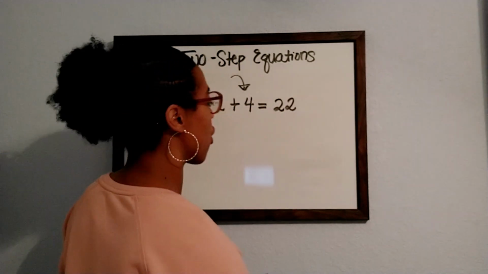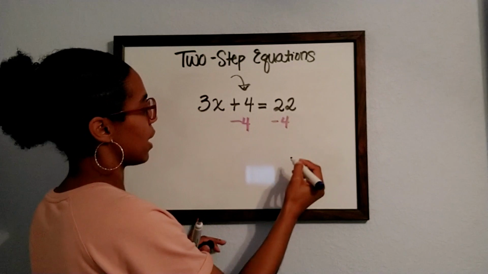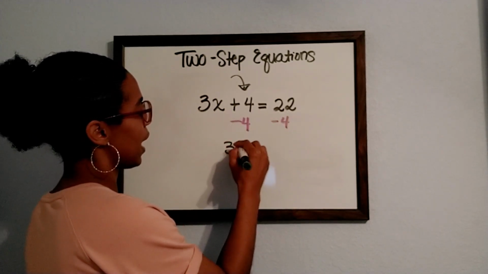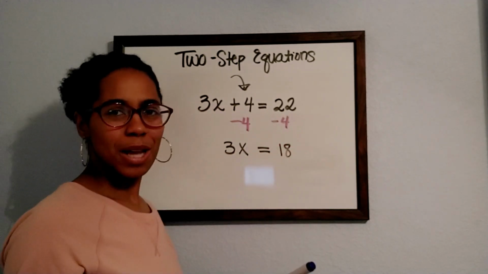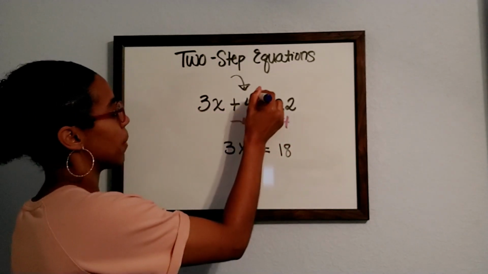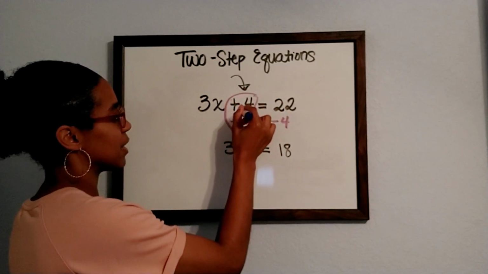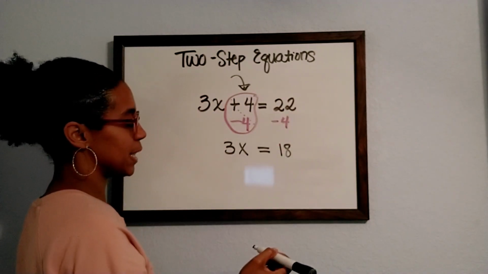So we're going to subtract 4 from both sides of the equal sign, right? And then we're going to have 3x is equal to 18. How do you do that? Well, remember, a positive 4 and a negative 4, what does that make? A 0. They go bye-bye. 22 minus 4 is 18.